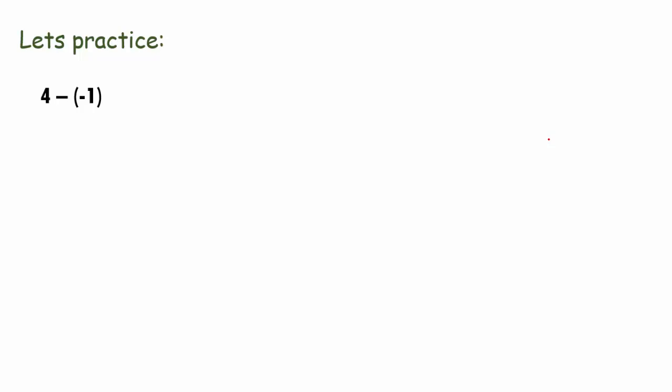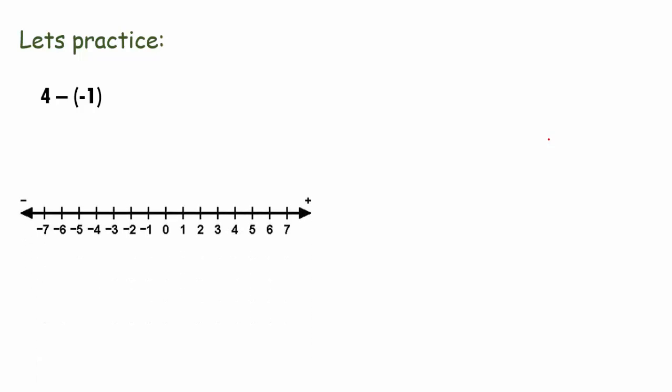Let's do another one. 4 minus a negative 1. Well, you go over to 4. Then keep in mind we're subtracting a negative. If you were subtracting a positive, you would have moved left. So if we're subtracting a negative, we know we need to move to the right. How many to the right? 1 to the right. So 4 minus a negative 1 actually ends up at a positive 5.